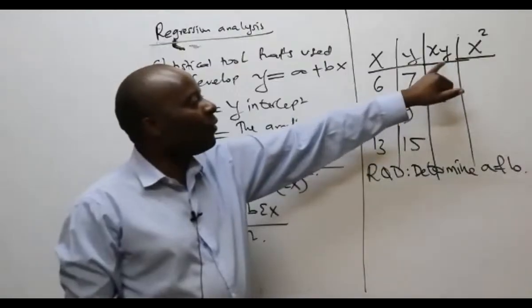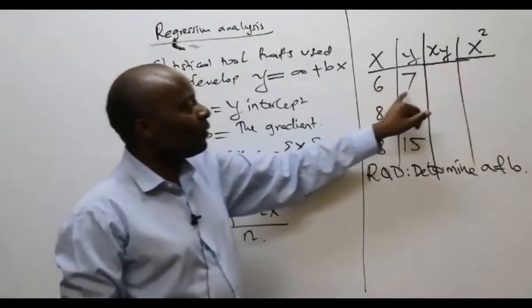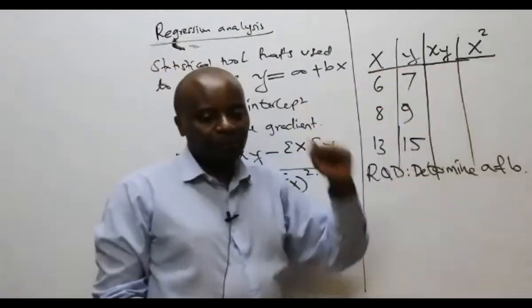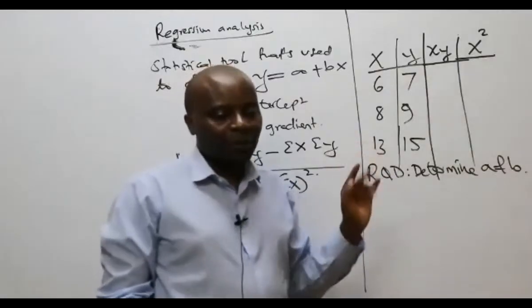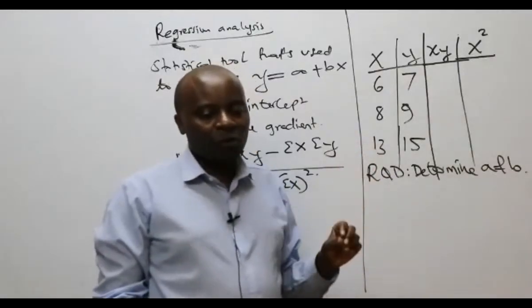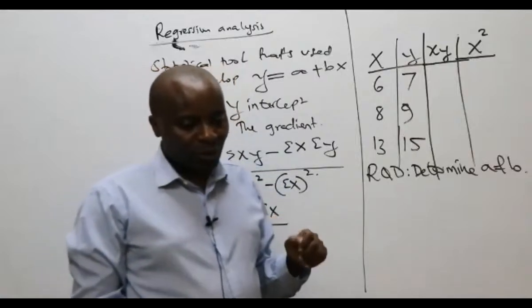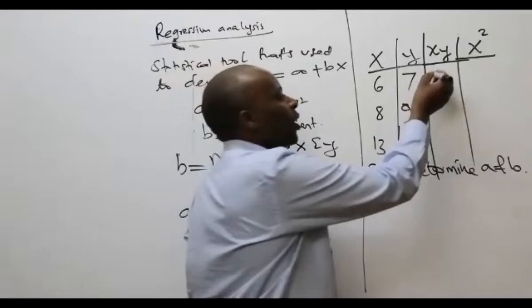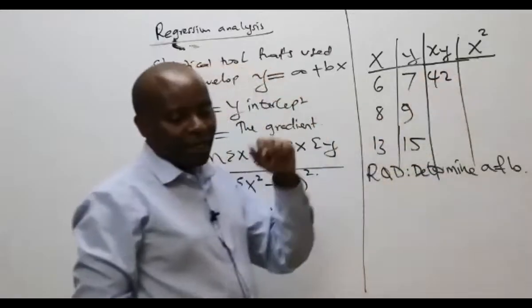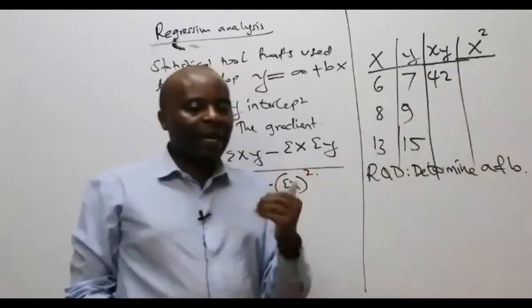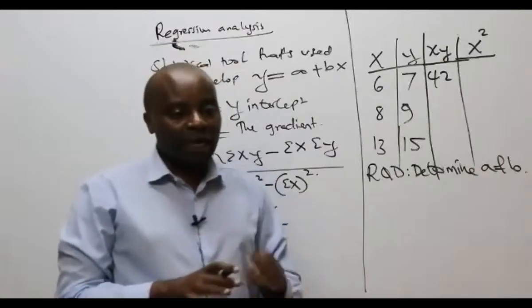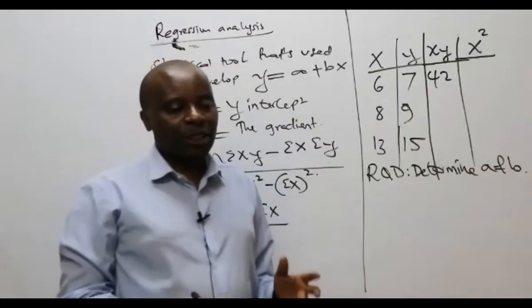So I need the column of xy first. So what is 6 times 7? Please give me the multiples. Somebody give me the multiples. 42. How about 8 times 9? I know the multiples, but I would want you guys to be engaged in this.